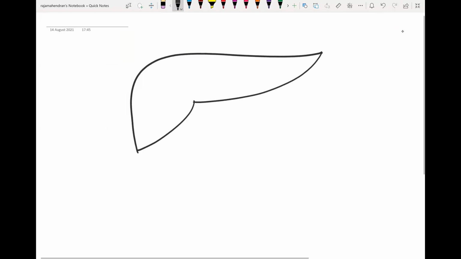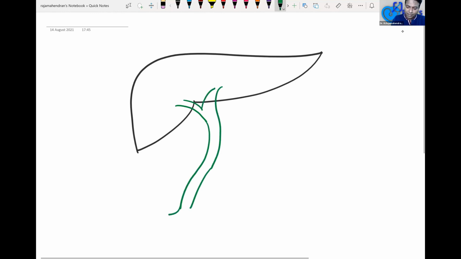Okay. So now I'm going to show you the anatomy of gallbladder and the surrounding things. So this is a liver. So you can see this is right hepatic duct. This is left hepatic duct. This is common hepatic duct. And it enters along with the main duct of pancreas known as Wirsung duct, major duct of Wirsung. It opens into the ampulla.